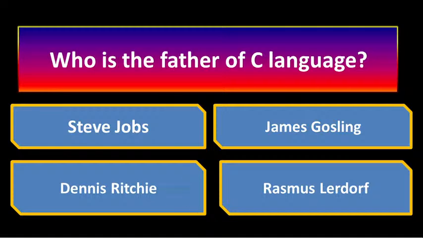So select one correct answer from these four options and type your answer in the form of 1, 2, 3 or 4, or you have to type the full name. So which one is the right answer? I am waiting for your response here. Who is the father of C programming language? Four options are there: Steve Jobs, James Gosling, Dennis Ritchie, Rasmus Lerdorf.